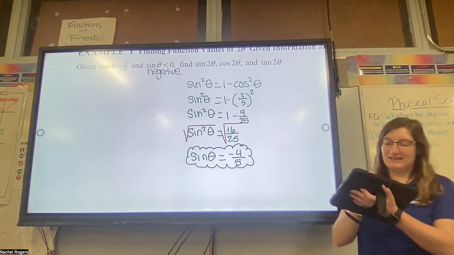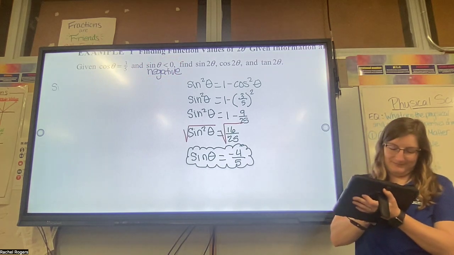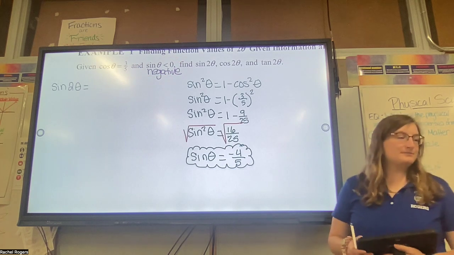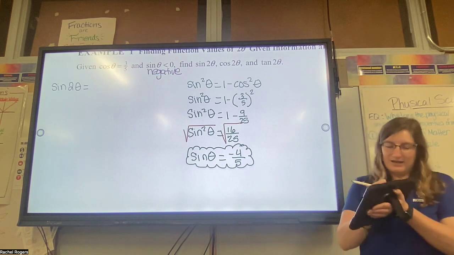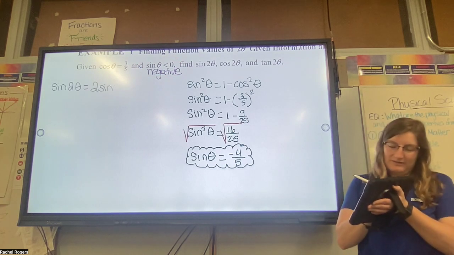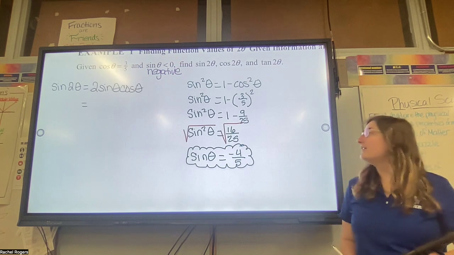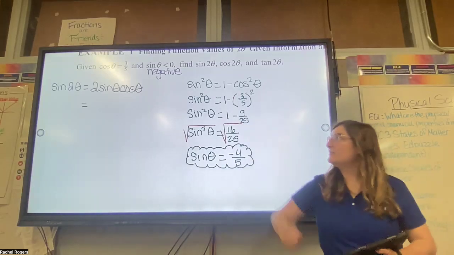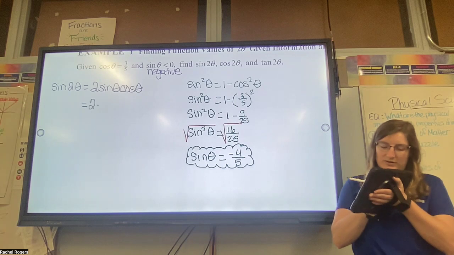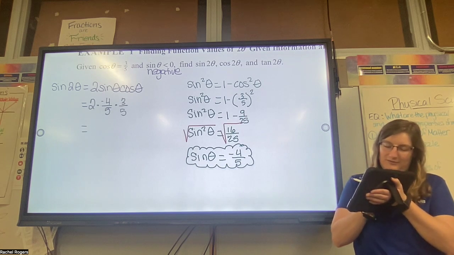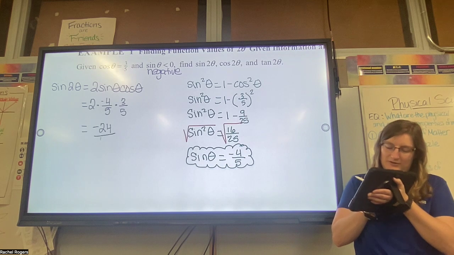All right, if we want to find the sine of 2 theta, we need our identity, right? So sine of 2 theta is 2 times the sine of theta times the cosine of theta. Well, now we know sine of theta and we know cosine of theta. So this is 2 times negative 4/5 times 3/5, which is negative 24/25.